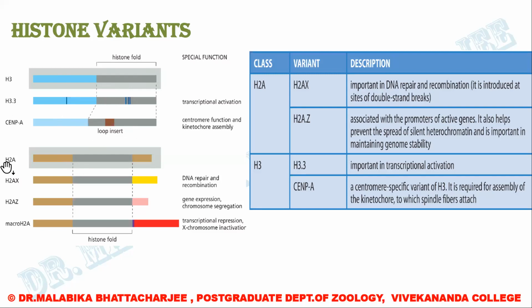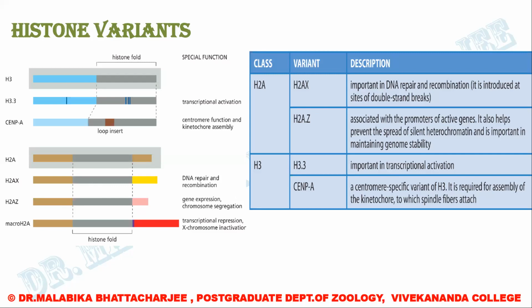And H2A has again 2 variants, H2AX and H2AZ. If you look into the output, each variant has a different functional output. The CENP-A variant is associated with the centromere function and the kinetochore assembly, while the H2AX variant has a role in DNA repair and recombination, and the H2AZ variant has a role in gene expression and chromosome segregation.